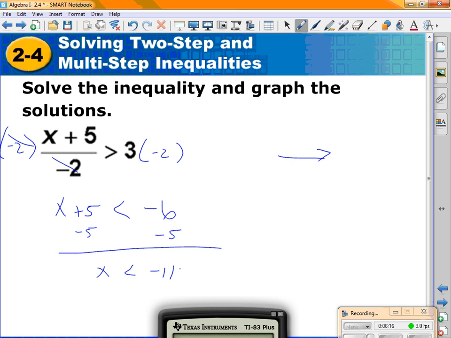To graph this, negative 11, open circle, because it's not equal to, and it graphs to the left. I need a number to the left.